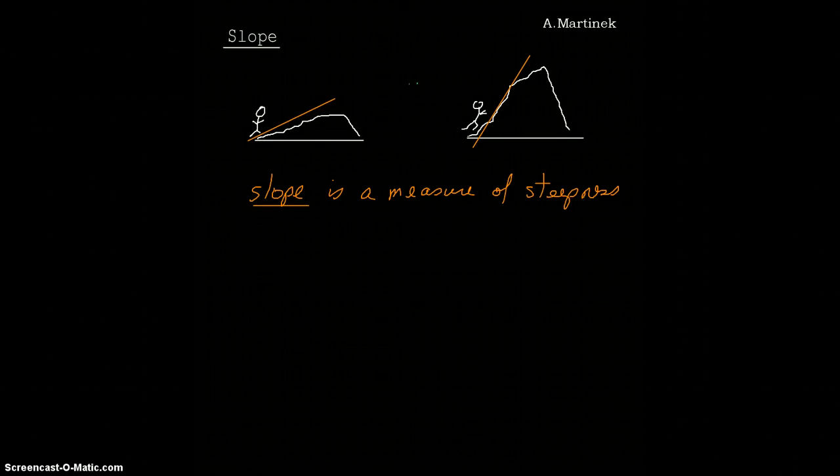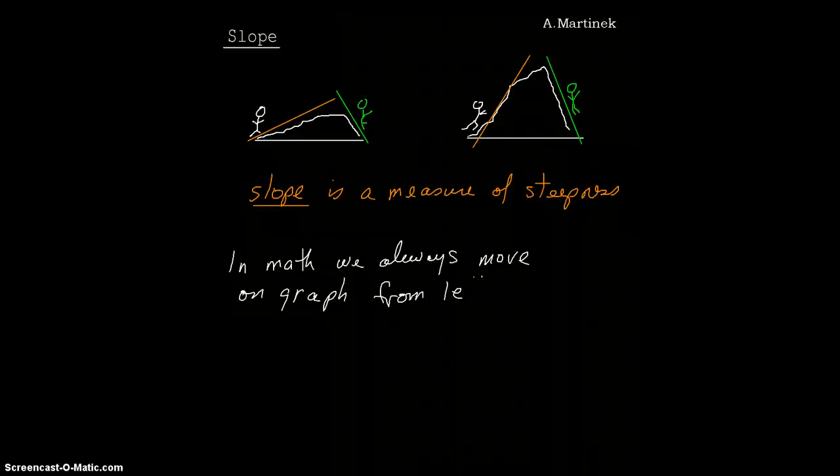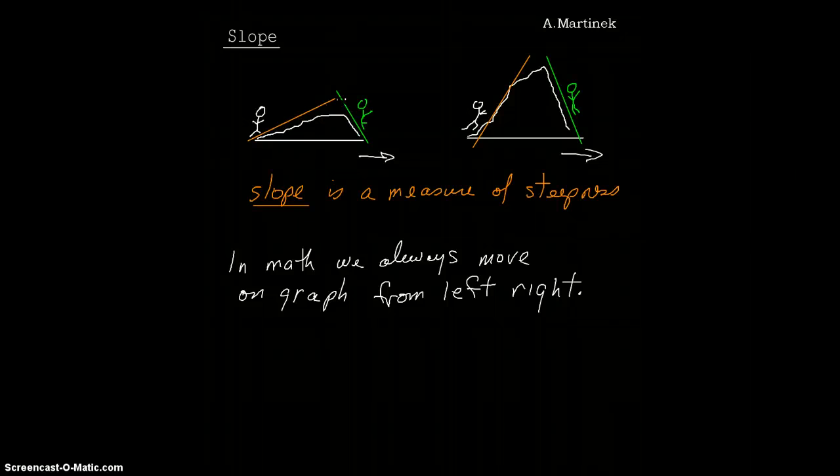Now, of course, we could also go the other direction, right? We could come back down this side of the hill, or maybe down this side, and again, one is a little bit steeper than the other, right? The main thing to remember in mathematics is that we always go from left to right. So in math, we always move on a graph from left to right. You can think of mathematicians as being very positive people. We head towards the positive x direction, right? Always. So we never turn around and go back. We always keep moving forward.